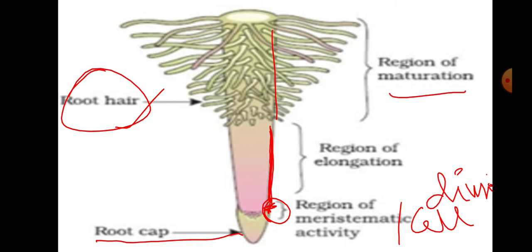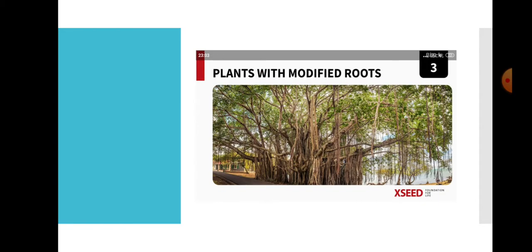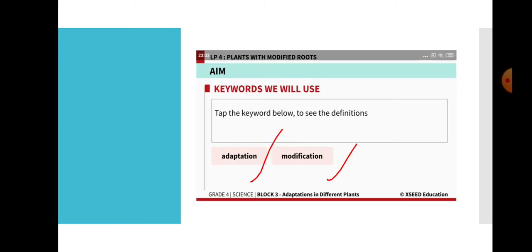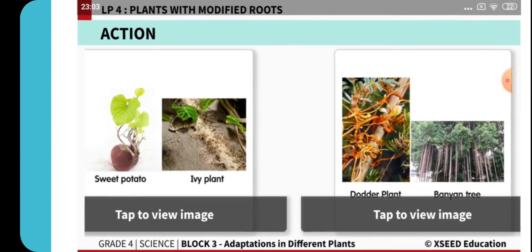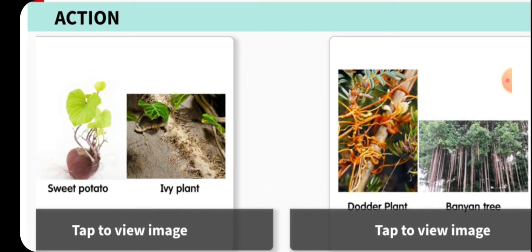So now let us move to exactly what we want to learn, that is your modified roots. First of all, observe these pictures, children. Observe these pictures carefully. You will find generally a carrot, beetroot, potatoes, a money plant, parasitic plants, banyan plants.